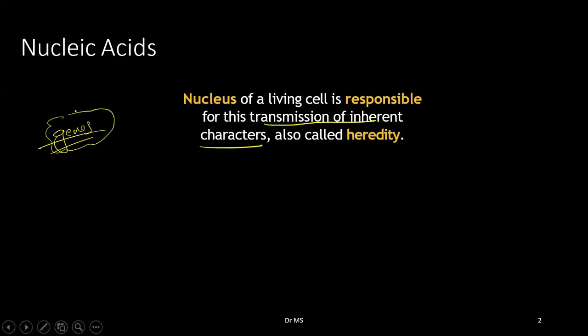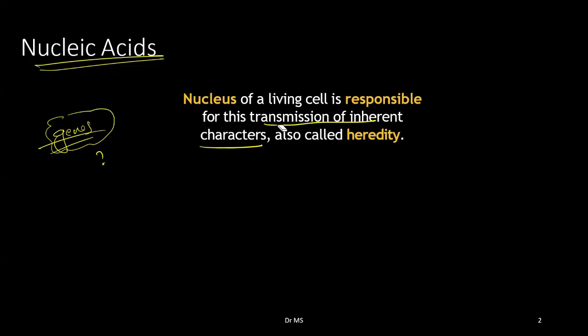We say genes. So I look like my father or I look like my mother. That's because of genes. But where do these genes get stored and how do they transmit from one generation to another generation? All this comes under nucleic acids. So what are these nucleic acids? These are certain chemicals that are present inside the nucleus.